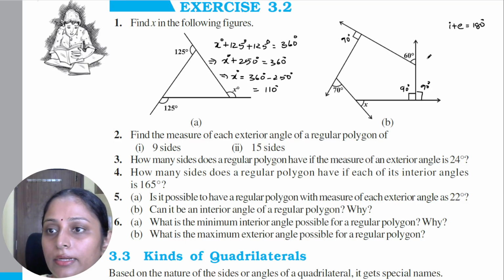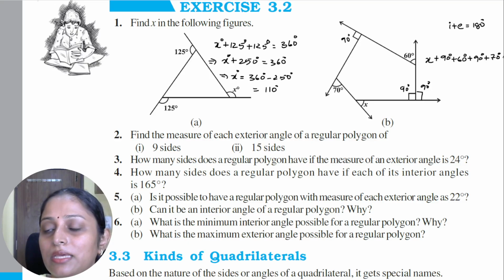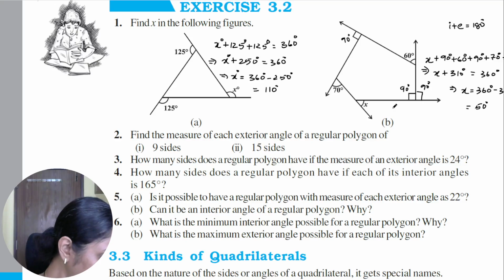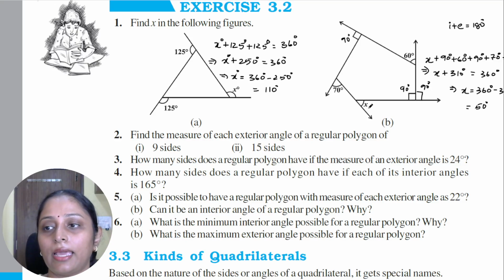So now quickly let us write down the sum of the exterior angles. x plus 90 plus 60 plus 90 plus 70. Now this sum is equal to 360 degrees. What is this? 90 plus 60, 150 plus 90, 240 plus 70 is 310, right? So x plus 310 is equal to 360, implies x is equal to 360 minus 310, which is 50 degrees. So this is your answer for the B bit. The unknown exterior angle is 50 degrees.